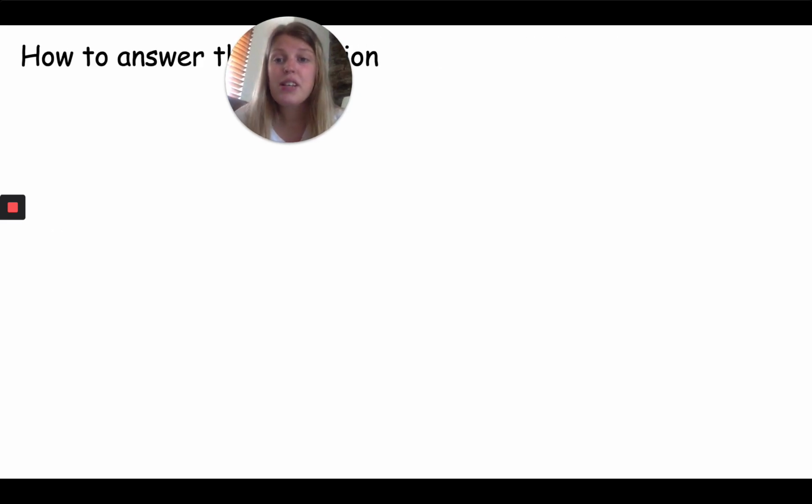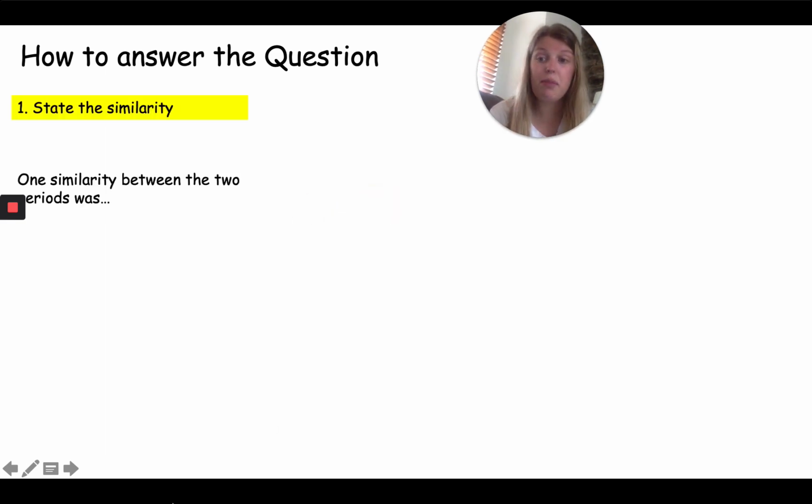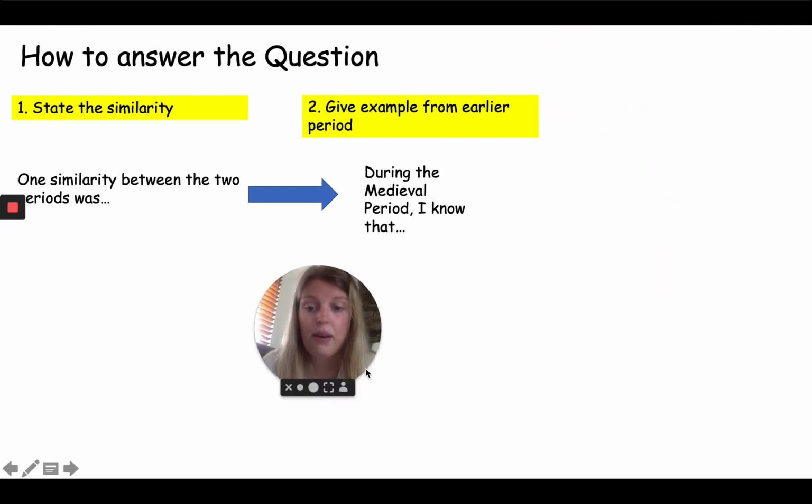So, our next thing we're going to look at is how we answer the question. First thing you do, state the similarity. One similarity between the two periods was, state similarity. Next bit, give an example from the earlier period. During the medieval period, I know that, and so on. It's important that you use the names of the period, and also that could help you if you get confused of which period you're meant to be comparing.